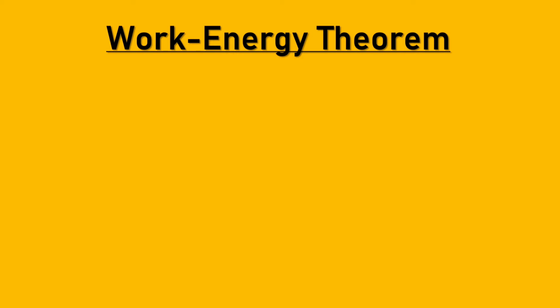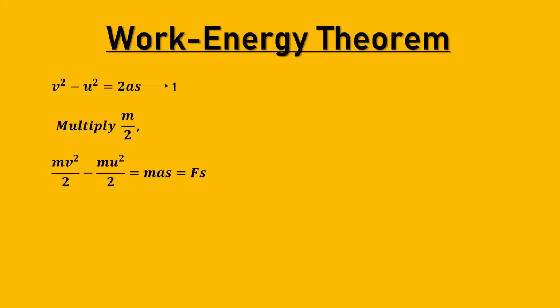Now let's discuss the work energy theorem. Let's consider the second equation of motion, that is v square minus u square equals 2as, where v is final velocity, u is initial velocity, a is acceleration and s is displacement. Let's consider this as equation number 1. Now let's multiply by m over 2 on both sides. After multiplying, we will get mv square divided by 2 minus mu square divided by 2 equals m into a into s.